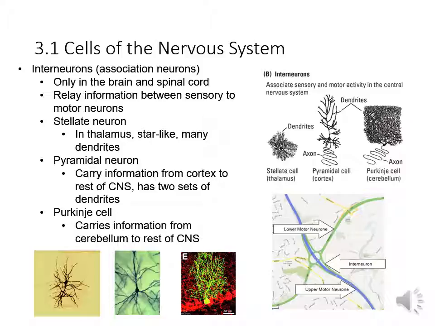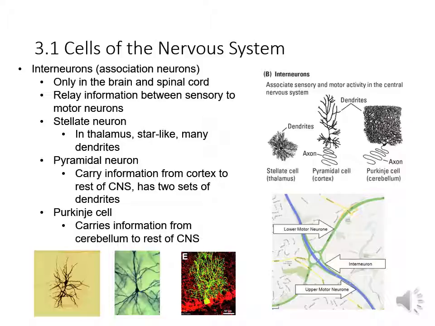Interneurons are the second type of neuron. They are only located in the central nervous system, so the brain and the spinal cord, and they relay information between sensory and motor neurons. So maybe you can see why they're called interneurons. They are inter, or in between neurons, relaying information between. They're also called association neurons.